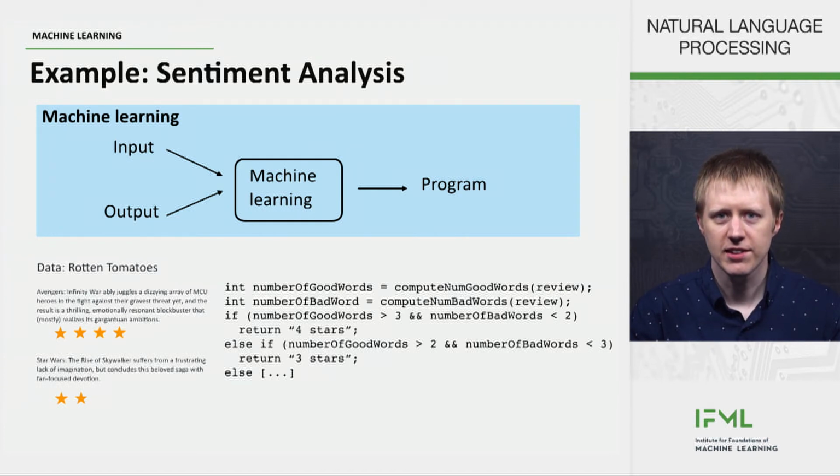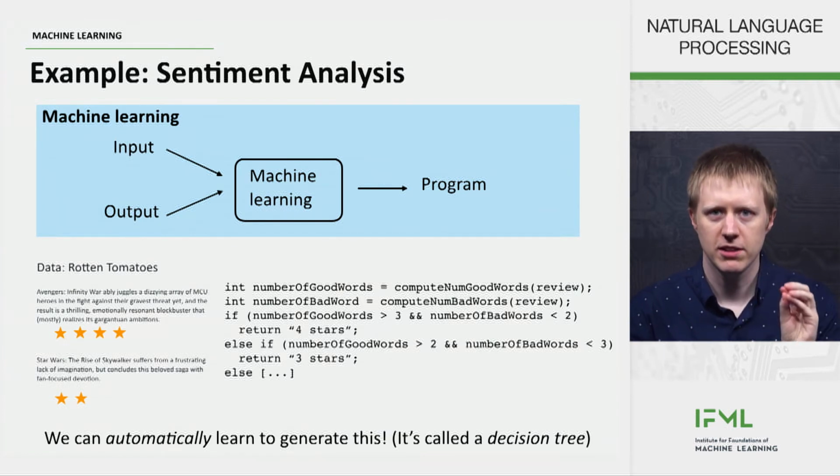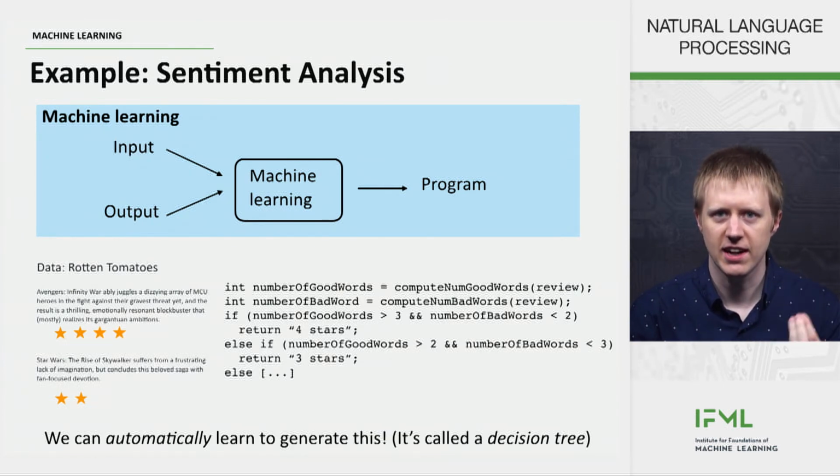And then it has this logic: if the number of good words is greater than 3 and the number of bad words is less than 2, we return 4 stars. Otherwise, if the number of good words is greater than 2 and the number of bad words is less than 3, so it's a kind of weaker criterion, we return 3 stars, etc. Now, this is just an example. But the cool thing is that we don't have to write this program ourselves. We can automatically learn to generate this, and this is a technique called a decision tree, because it's making decisions in this tree of if-else statements.